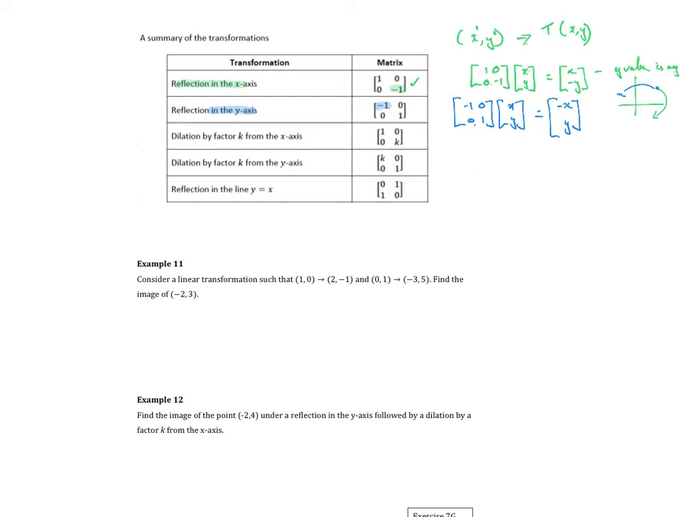So that value there affects my x-coordinate. And if my x-coordinate becomes negative, it means I reflect about the y-axis.